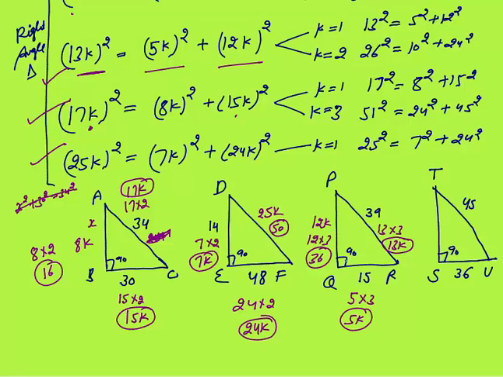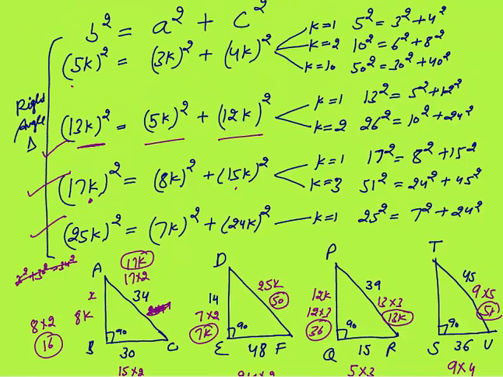Same with the last one. If this is 36, this is 9 into 4, this is 9 into 5, this is 4k, 5k, where k is 9. So with 4k, 5k, the third side would be 3k. The first triplet I will use, 3k. So this is 3k where k is 9, this is 27.